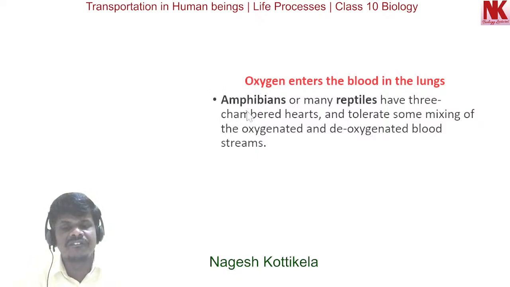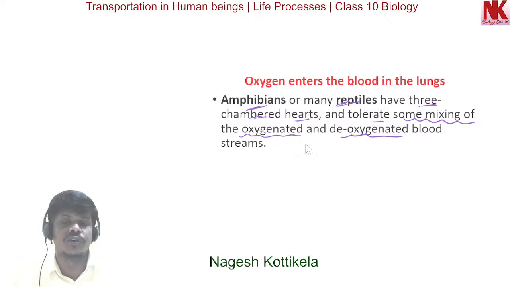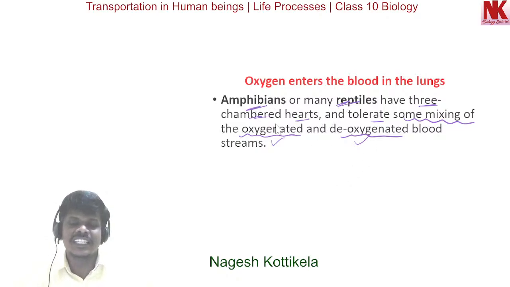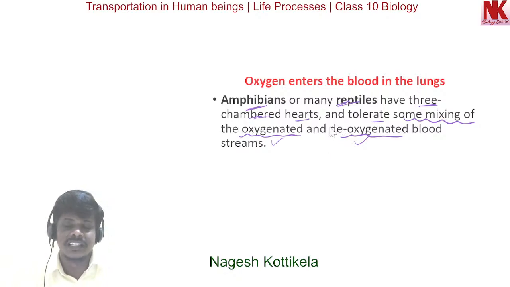Now amphibians and many reptiles have three-chambered hearts and tolerate some mixing of the oxygenated and deoxygenated blood streams. So oxygenated blood and deoxygenated blood mix in these animals to some extent. In these animals, the energy is not used to maintain their body temperature. These animals are cold-blooded animals.